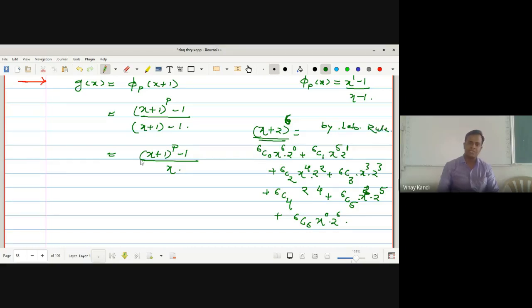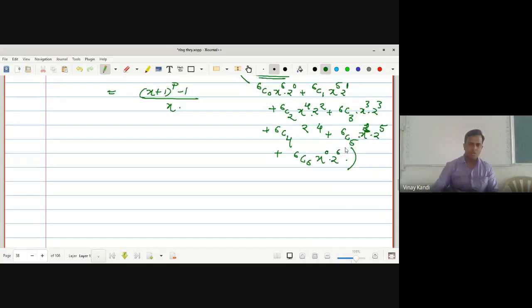Similarly, we are going to expand (x plus 1) raised to p. Write this down. Now expand this bracket. It's equal to p c 0 x raised to p, 1 raised to 0 means 1, plus p c1 into x raised to p minus 1 into 1 raised to 1. Here 1 raised to 1 is just 1, so there is no need to write it. Plus p c2 x raised to p minus 2, plus and so on. The last one is p c p into x raised to p minus p, which is 0, and 1 raised to p is 1, and this minus 1 as it is, divided by x.